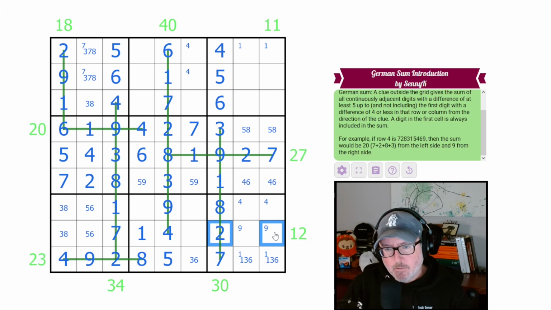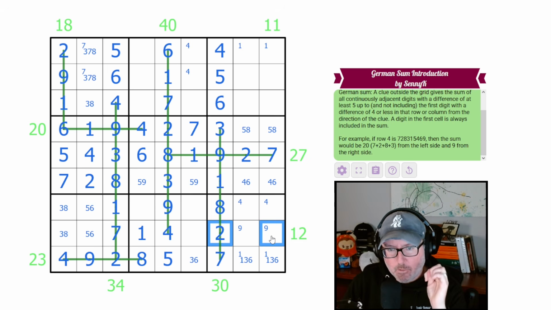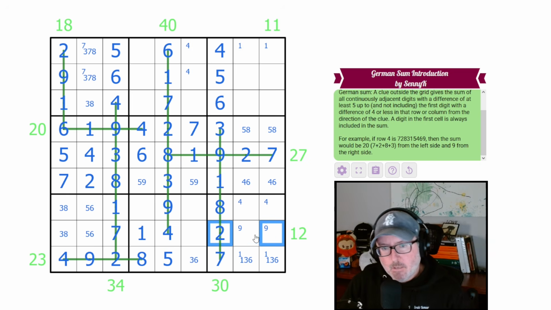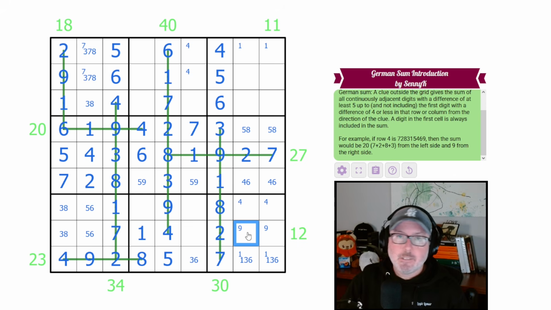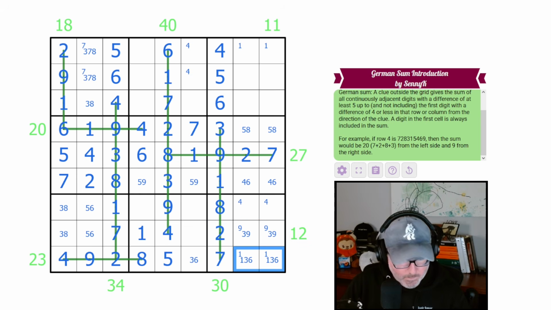We have to put another low digit here. It can't be 1, so the minimum it could be would be a 3. Well, if that's a 2, 3 pair, you have to put a 9 in between it because of the German whisper, and we've broken this thing. So this is 9, 3.